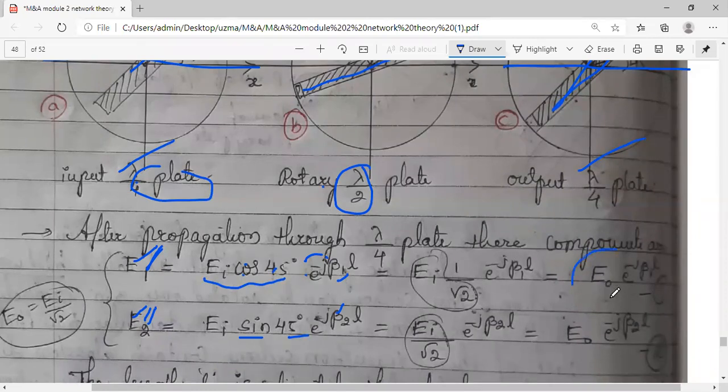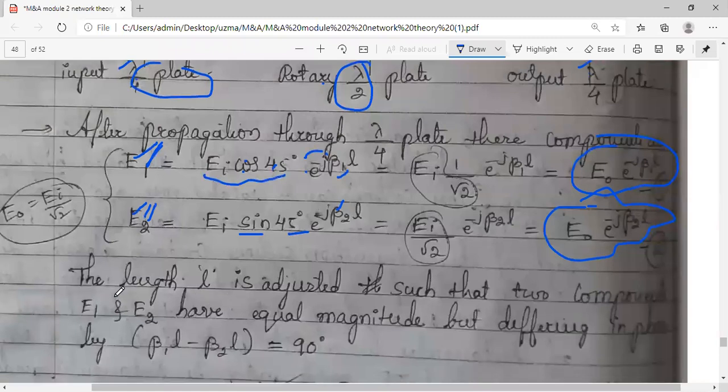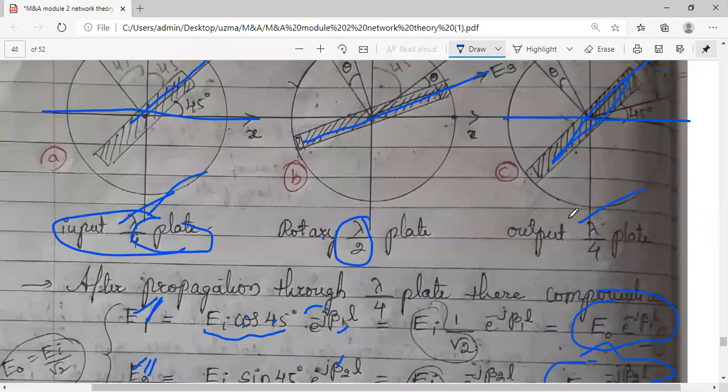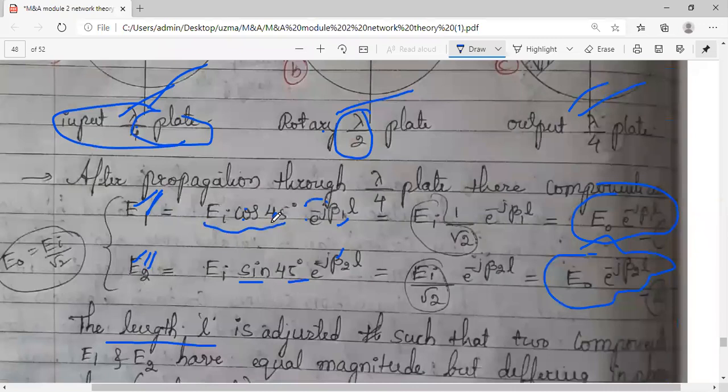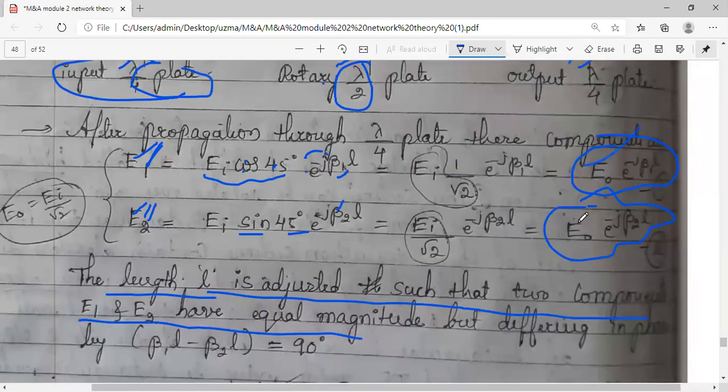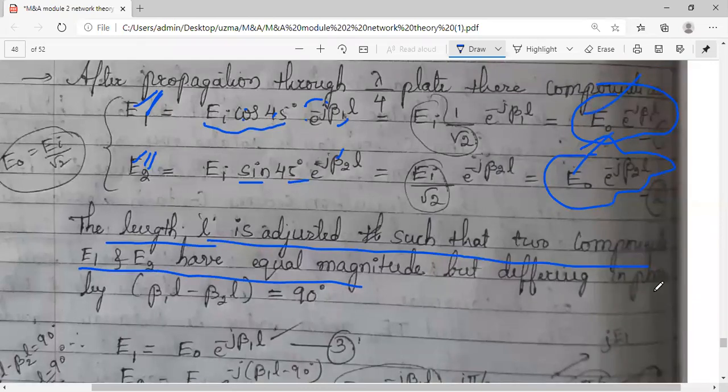Further, I have solved it. It is E naught e raised to minus j beta 1 L. This is E naught e raised to minus j beta 2 L. The complete arrangement is such that whatever the length L is for the input plate and output plate, for the lambda by 2 plate the length is double, 2L. The length L is adjusted such that the two components, E1 and E2, have equal magnitude. You can see here both are E naught, the amplitudes are the same, but their phase is different. And what is the phase difference? It is 90 degrees. This is the adjustment.